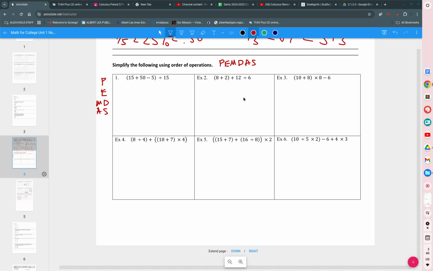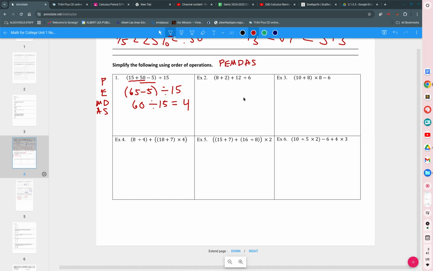So in this first problem here, okay, you might want to take the 50 minus the 5 right away, but don't. Focus on your order. So we do addition, and then we do the subtraction inside those parentheses. So we have 65 minus 5 divided by 15. And our 65 minus 5 gives us 60. Divided by 15, and we have 4.